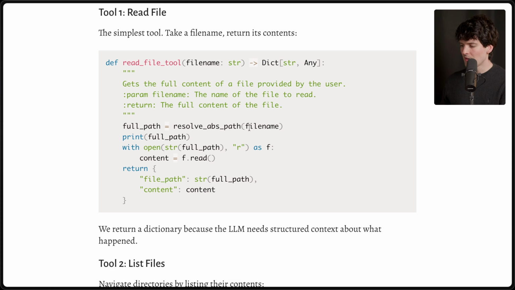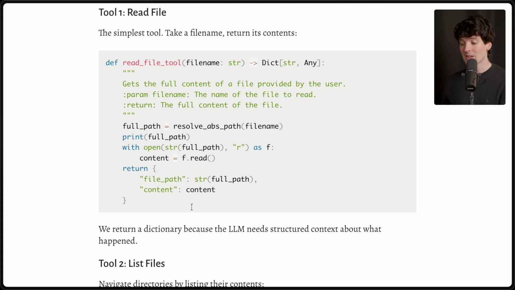Full path is resolve the absolute path with that file name. We print the full path first so we can see it in our UI, and then we open that file path as a read stream and grab the content. And then we return this JSON blob with file path, which is the string for the path, and content, which is the actual content of the file.